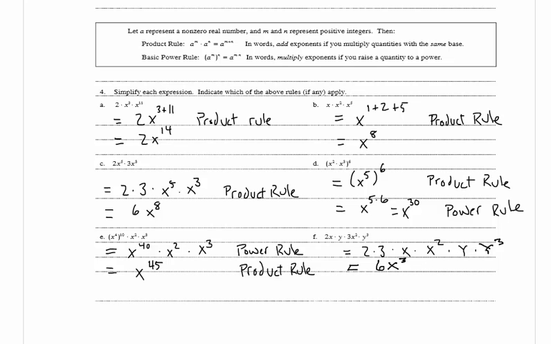And then we have y times y cubed. So our base is y, and we have another product rule. So 1 plus 3 gives us an exponent of 4. So there's 3 factors of x and 4 factors of y. It's important that when you have more than one variable in an expression that you only combine the factors with the same base. And that's our video on product rule and basic power rule.